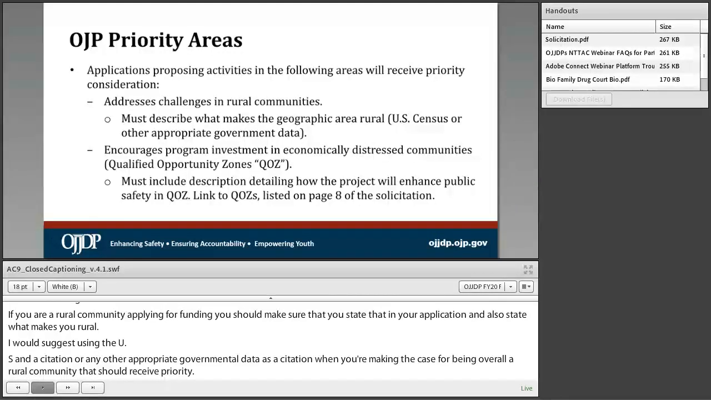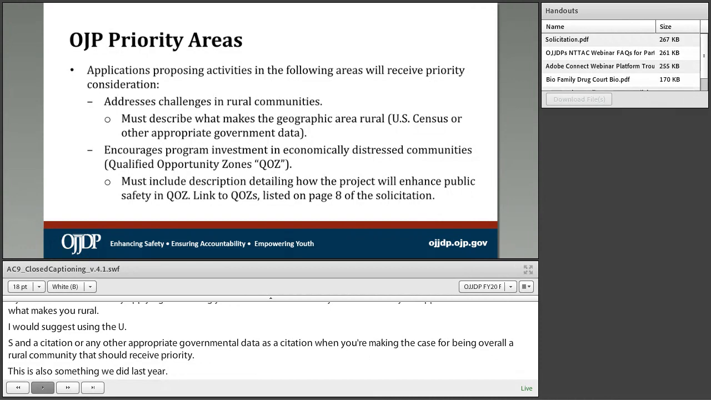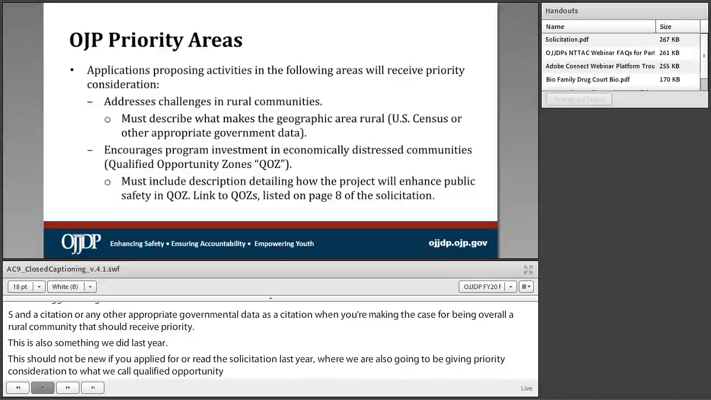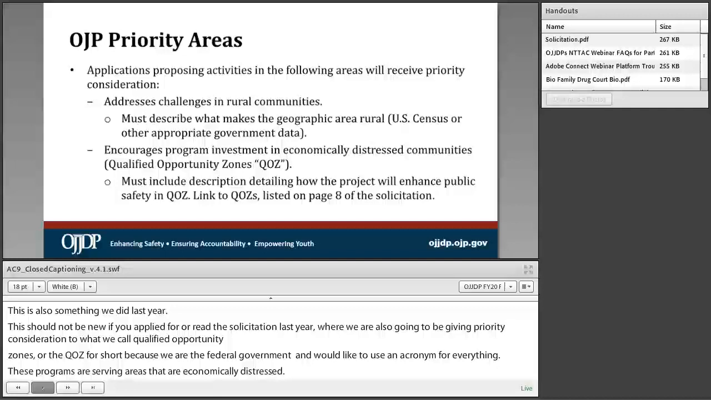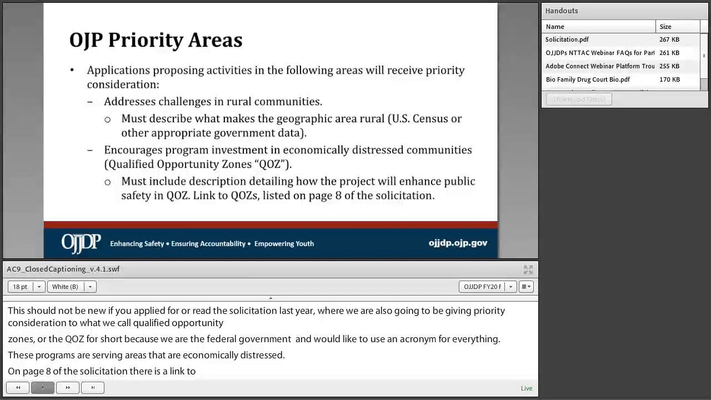This is also something we did last year, so this shouldn't be new if you applied for or read the solicitation last year, where we are also going to be giving priority consideration to what we call qualified opportunity zones, or QOZs for short, because we're the federal government and we like to use acronyms for everything. But these are programs that are serving areas that are economically distressed. On page 8 of the solicitation, there is a link to the actual QOZs, with a number and everything associated with it. There are also detailed instructions on how, if you want to be considered for this priority area, and what you need to submit.